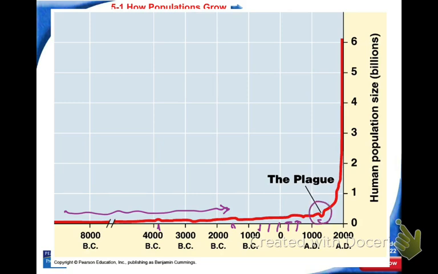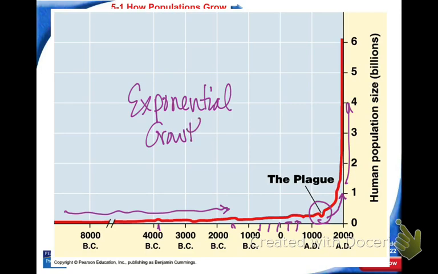Then during the Dark Ages, we had a nice dip in the human population, and that was because of the plague. About a third of Western Europe's population died off. And since the Industrial Revolution, we've had this massive increase. And we call this exponential growth. And the human population is not showing any sign of stopping anytime soon.